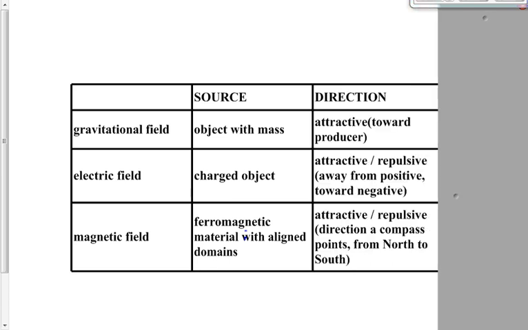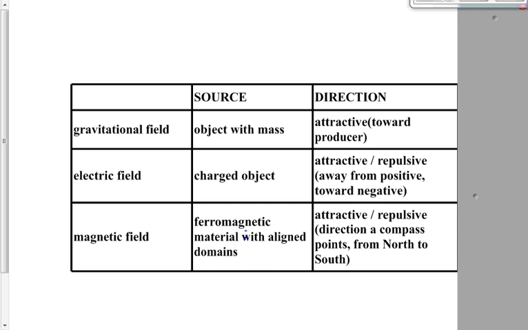The direction of a gravitational field is always toward the producer, and it's just attractive for gravity. An electric field is away from the positive toward the negative, or you could think of it as the way that a positive particle moves when placed in the field. It can be attractive or repulsive. And finally, a magnetic field can also be attractive or repulsive, but it's from north to south, or the direction that a compass needle points when placed in the field. So this table has nothing new. You've learned it all before. It's just a nice little summary of these three fields that we've seen to this point.